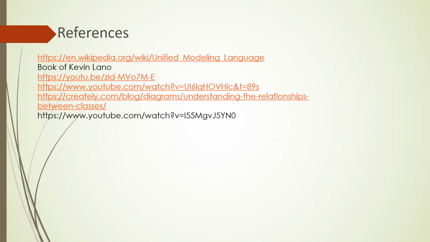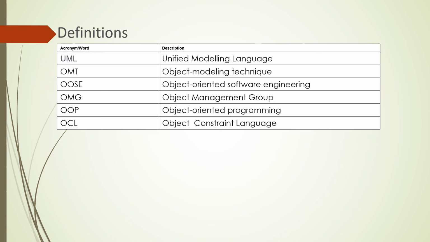If you want to know more about UML, please use the references below. They were also used in my presentation. And also, here are the definitions that were used in my presentation. UML is Unified Modeling Language. OMT is Object Modeling Technique. OOSE is Object-Oriented Software Engineering. OMG is Object Management Group. OOP is Object-Oriented Programming. OCL is Object Constraint Language.